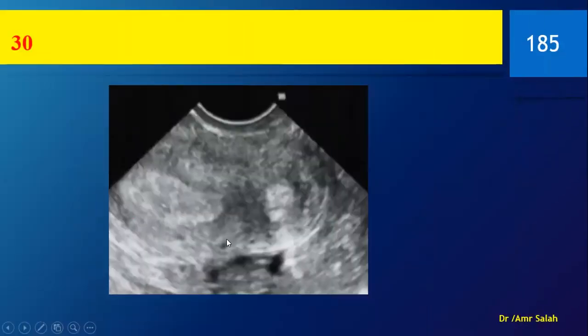The last question, what about this? This is a unicornuate uterus with a rudimentary functioning horn. That was all. I hope that you've got good notes in the quiz, and thank you for listening.